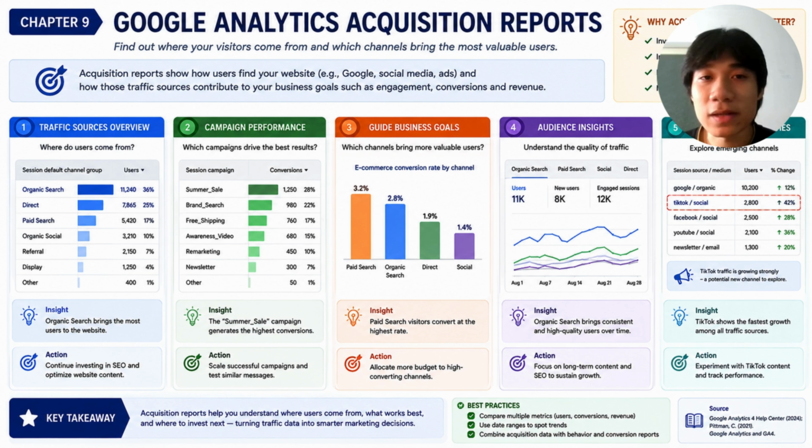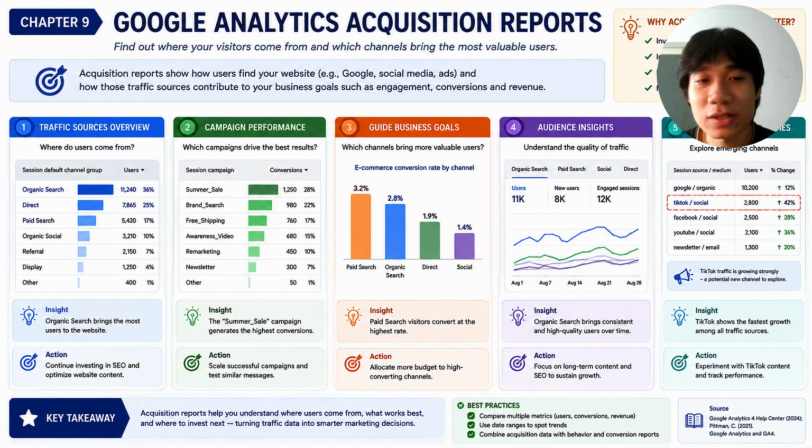Next up is chapter 9, which focuses on acquisition reports, which help businesses understand where their website visitors come from. So instead of looking only at the number of visitors, acquisition reports show which traffic sources and marketing channels bring the most valuable users. In GA4, we can analyze different reports such as traffic acquisition, user acquisition, landing pages, and campaign performance. For example, if organic search brings the most engaged users, while paid search generates the highest number of conversions, business can use this information to allocate their marketing budget more effectively.